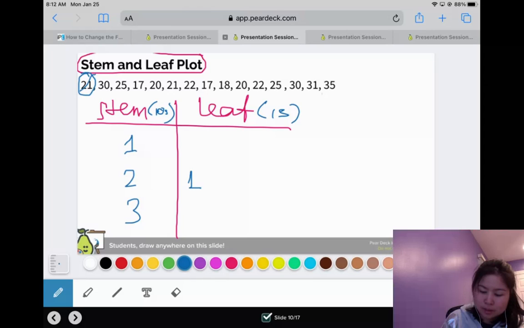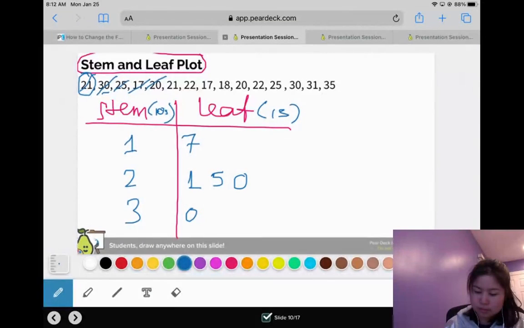For the 30, because the 3 is already in my first column, I only have to write 0. I'm going to go easy on you on the final exam. I don't need you to list them from least to greatest. It's okay, any order is fine, as long as you list those numbers out. Then 25, I just put the 5. 17, that's in the 10s, so I just write out the 7. 20, there's a 0. 21, there's a 1.